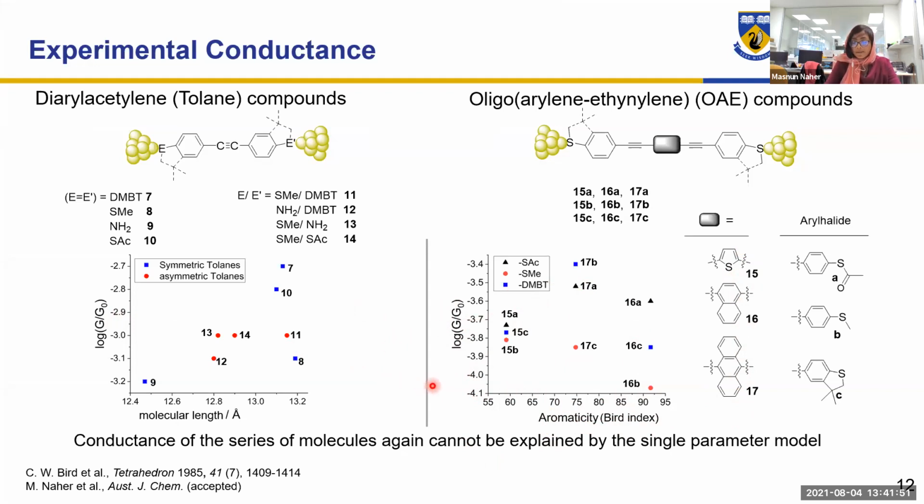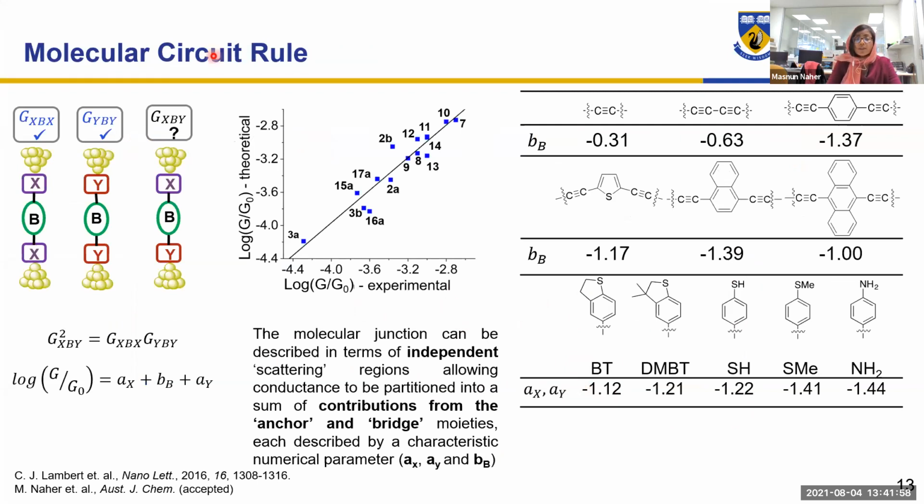To solve this problem, in the next step, instead of using the Landauer-Büttiker model, we followed another rule, which is the molecular circuit rule. This molecular circuit rule was recently developed by one of our collaborators, Professor Colin Lambert from Lancaster University. According to this rule, we can divide a molecule into three independent scattering regions. One is the molecular backbone, and the other two are the anchor groups.